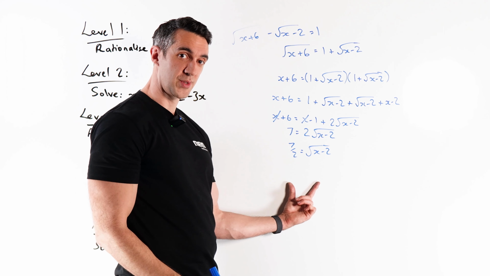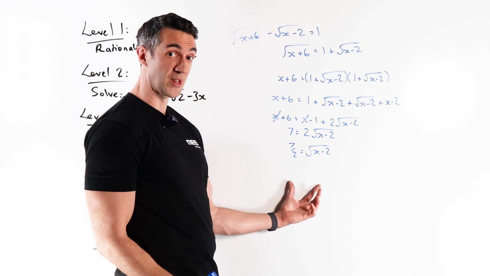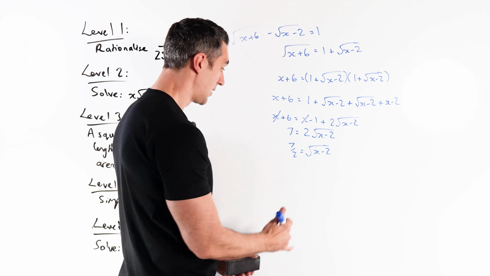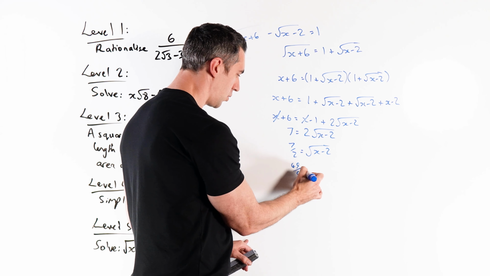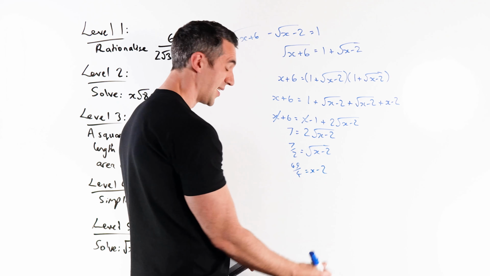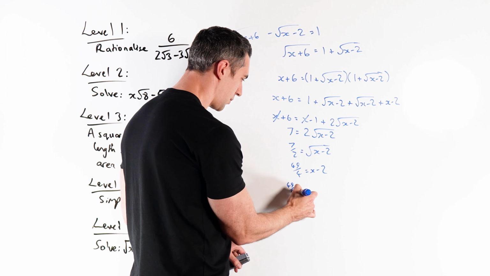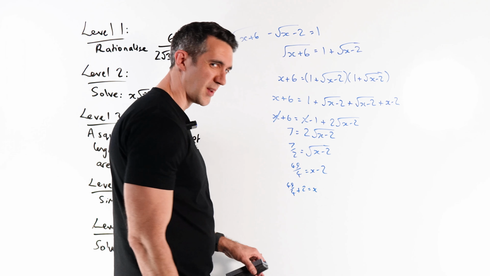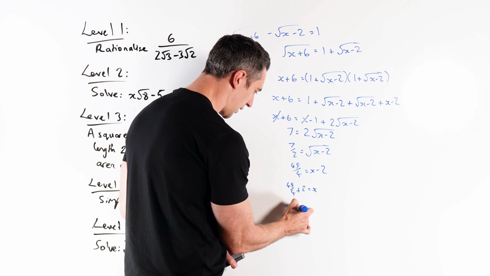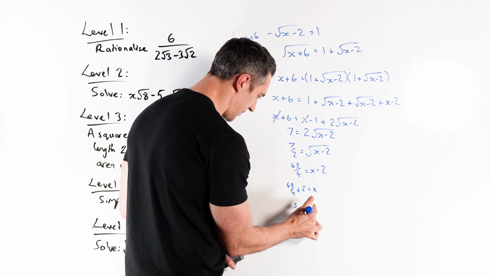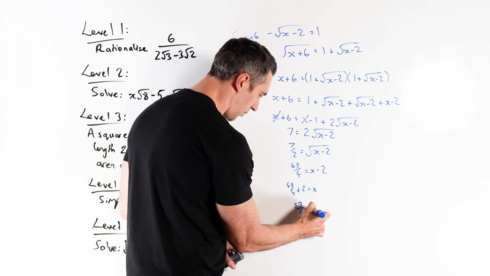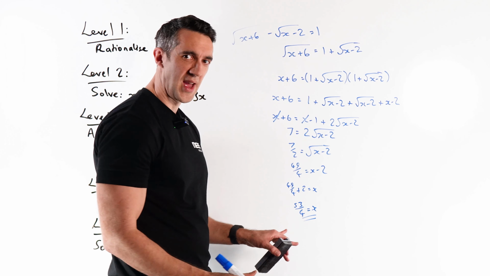Now, seems like a really obvious thing to do, now I can just square both sides like we've done once. So we've actually ended up squaring twice separately at different points to then get 49 over 4 equals x minus 2. Just going to bump that 2 across. So we've got 49 over 4 plus 2 equals x. You can do that. Don't need a calculator. It's going to be 53 over 4 equals x.